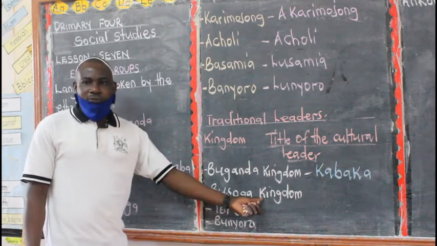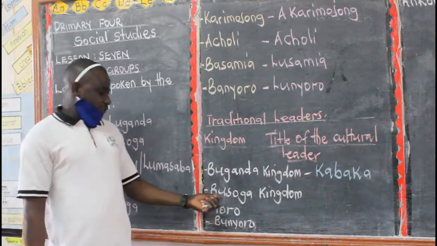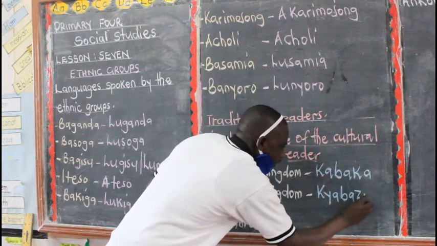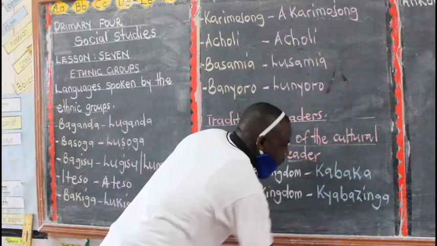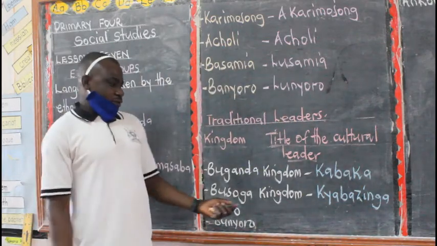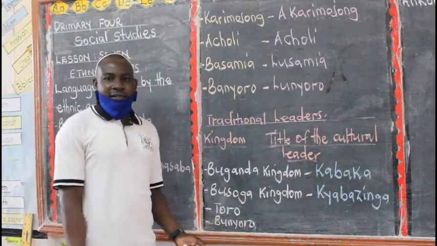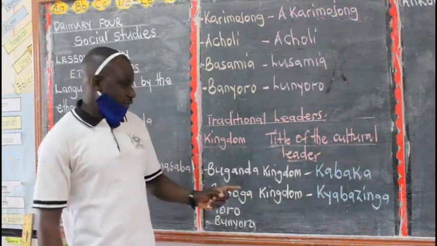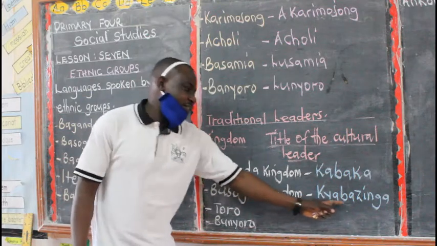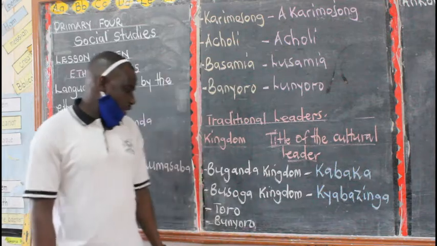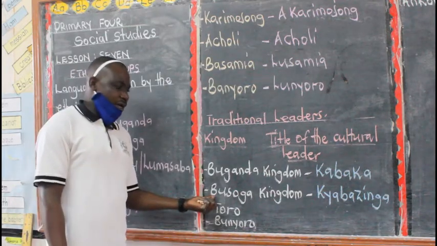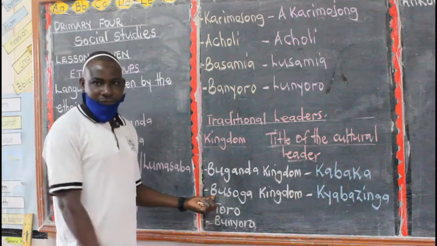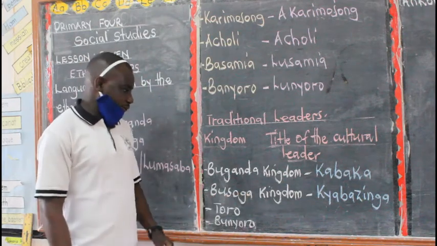Now if you look at this Busoga kingdom, what name is given to their king? The name given to their king is Kyabazinga. So my beloved children of primary 4, if you have ever read about the source of River Nile, or if you have ever crossed River Nile, once you cross that River Nile, the title given to the king of that area is Kyabazinga. So Kyabazinga is a title given to the king of Busoga kingdom. But remember, I have told you that Busoga kingdom began as a chiefdom, and today is called a kingdom.